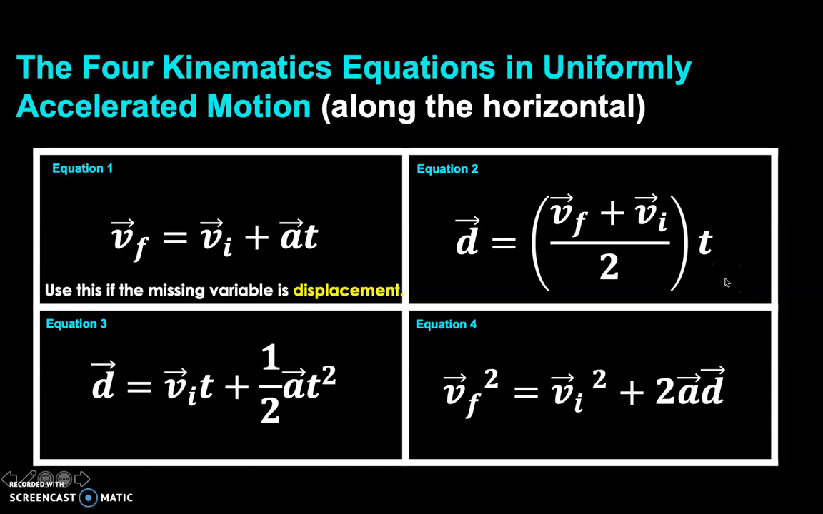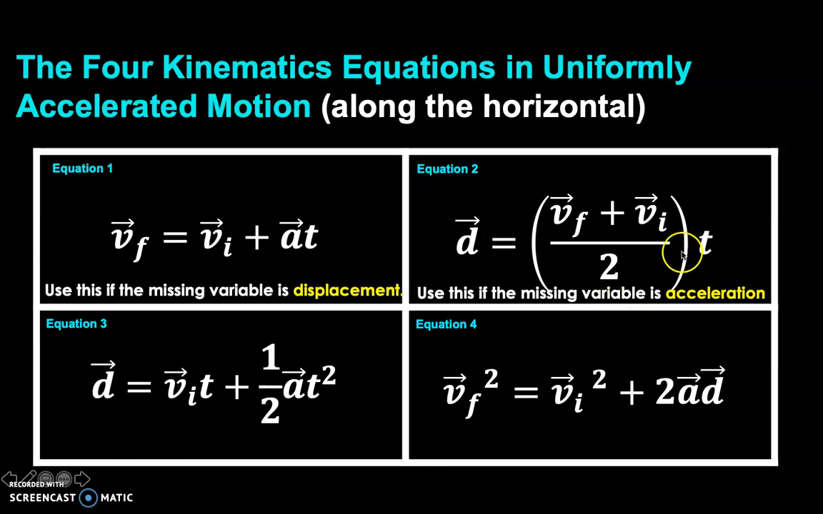Going forward, for equation 2, you will use this equation if acceleration is the missing variable. Why again? The way we choose is whatever is the missing variable, you have to pick an equation that does not contain that missing variable. And if you look at this equation, you don't see acceleration there.